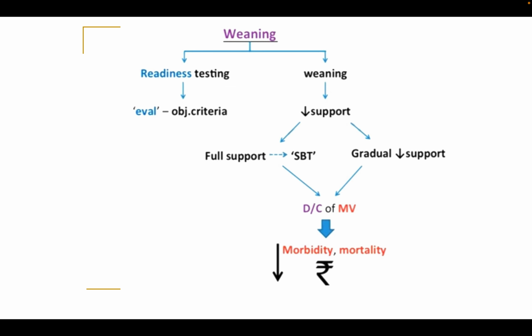So, as we know, weaning has two arms: you have to evaluate the objective criteria, and of course the weaning process starts with decreasing the support. From the full support you come to a spontaneous breathing trial, and then you have a gradual decrease in the support following discontinuation of mechanical ventilation, which will eventually decrease the morbidity and mortality, and of course the cost involved in the care of that particular patient.